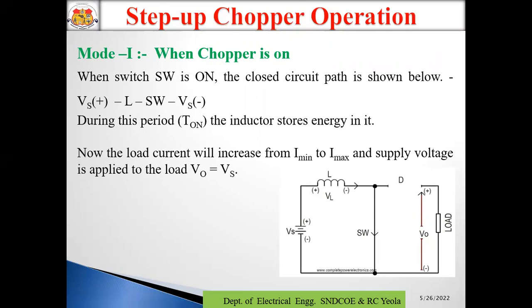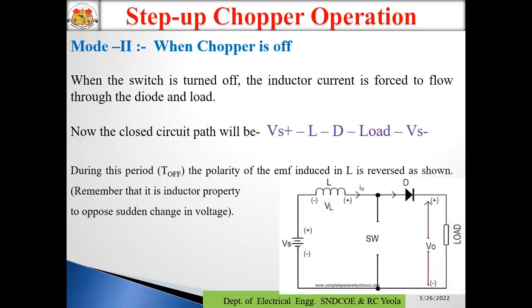The current flows from the input voltage Vs to the inductor, then to the switch, and back to the negative side of the input voltage. This is the flow path of the current. During this time period T1, the inductor stores energy in it. Now the current will increase from I minimum to I maximum, and the supply voltage applied to the load is V0 equals Vs, that means the source voltage. This is the working concept of the chopper when the chopper is on.